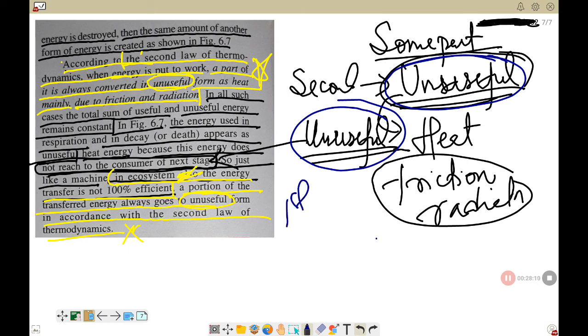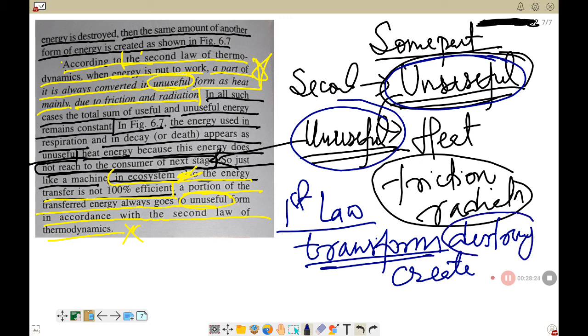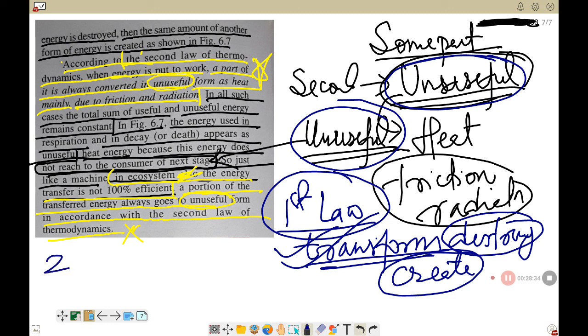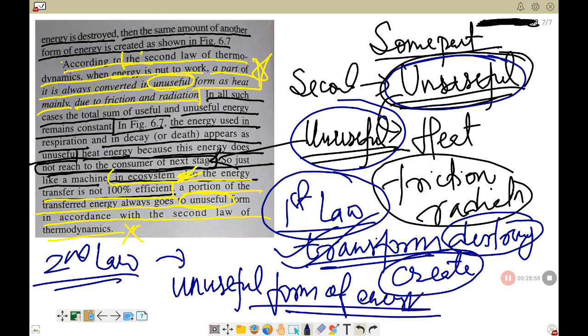Okay, so let me recall again. The first law says that you can transform energy from one form to another, but you cannot create or destroy energy. Energy in a system remains constant. You cannot create, you cannot destroy, but you can transform from one form to another. This is what our first law of thermodynamics says. And what does our second law say? The second law says that there is always loss of energy during the transfer of energy from one form to another. This energy which cannot be used is called the unuseful form of energy. Is that understood? So I hope you have understood the chapter now.